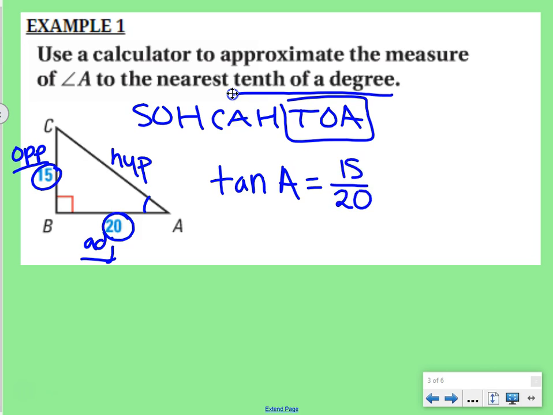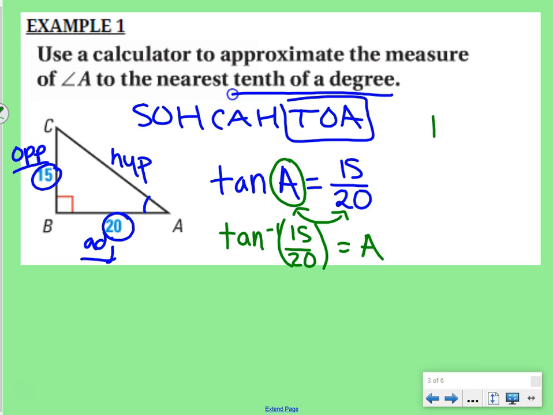Now, we want to know what is A. So we have to use the inverse of tangent, and we're going to flip A and 15 over 20 around. Just like addition and subtraction are inverses, and multiplication and division are inverses, tangent and inverse tangent are also opposites. So to undo one, we use the other. Now to solve for A, we just need to use our scientific calculator.